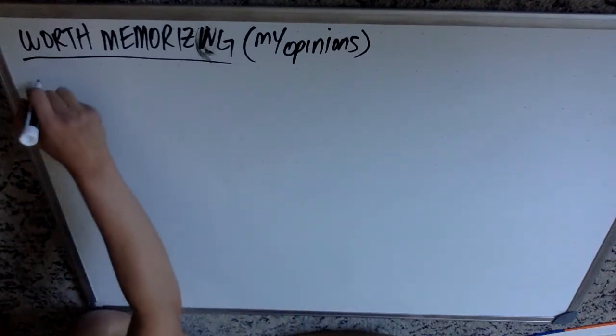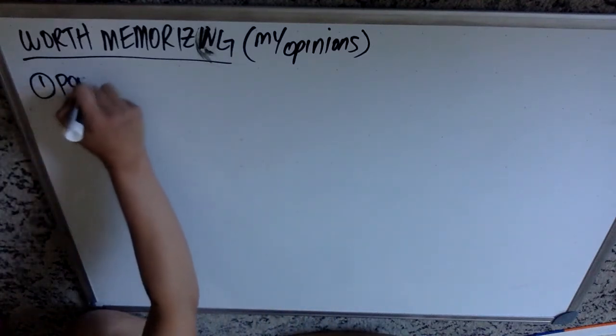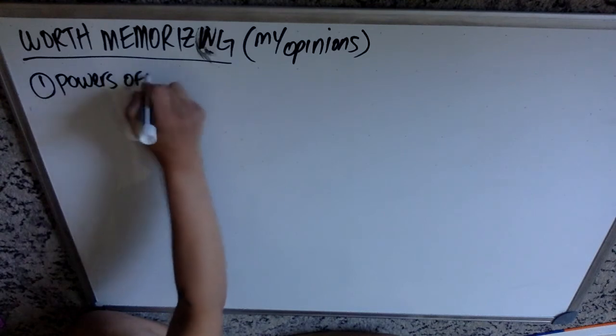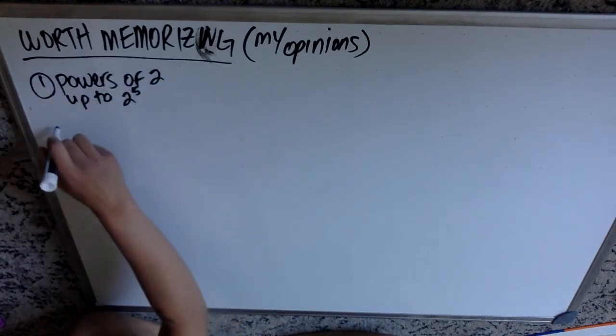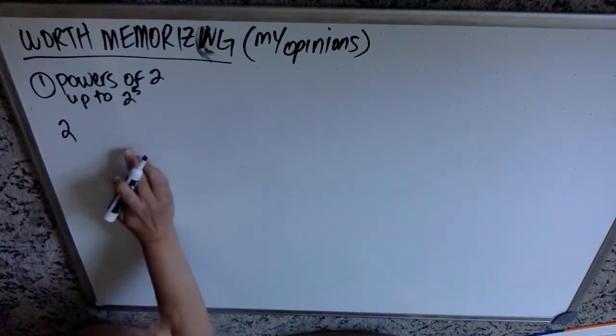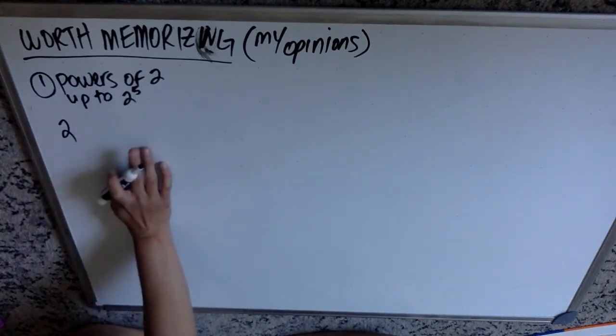I would suggest that the first thing to know is powers of 2 up to 2 to the 5th at least. So we're going to just assume we all understand that any non-zero number to the 0 is 1.